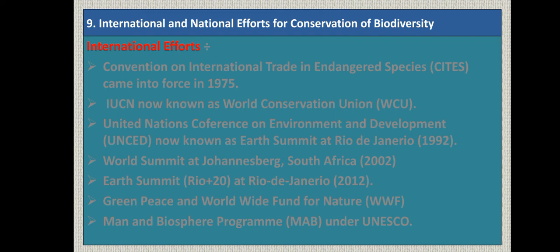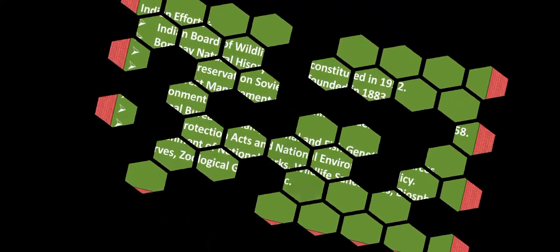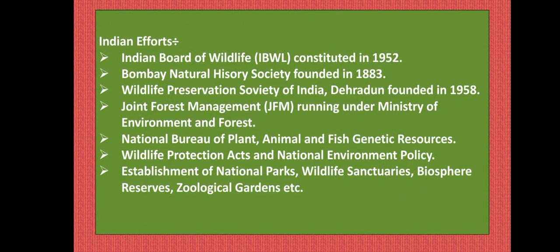These are NGO, non-profit organization. Man and Biosphere Program, MAB, under UNESCO. These are the programs which are being initiated by global agencies. And in India, there are several machineries which help in conservation of biodiversity.